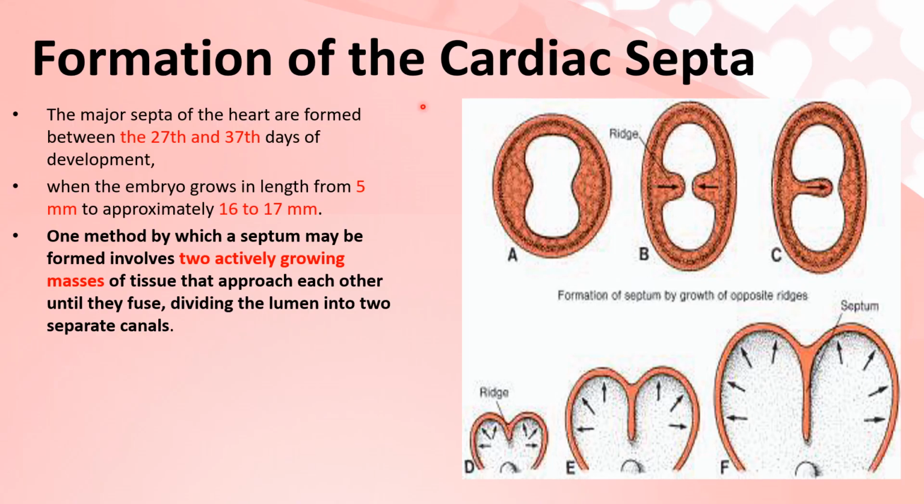Today we are going to discuss the formation of the cardiac septa. The major septa of the heart are formed from the 27th to the 37th day of development, when the size of the embryo is 5 millimeters and it grows up to 16 to 17 millimeters.